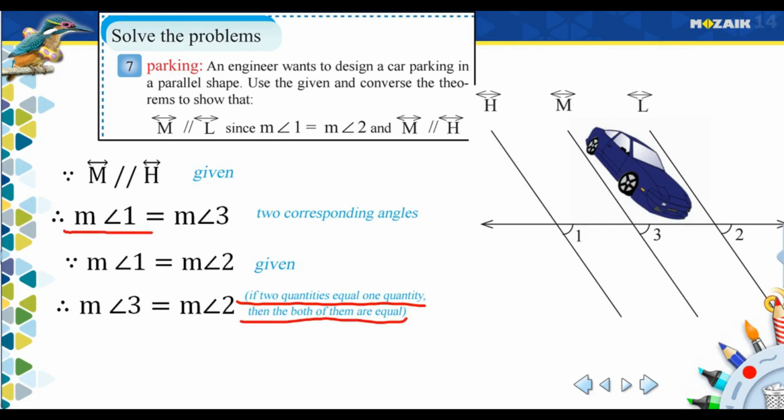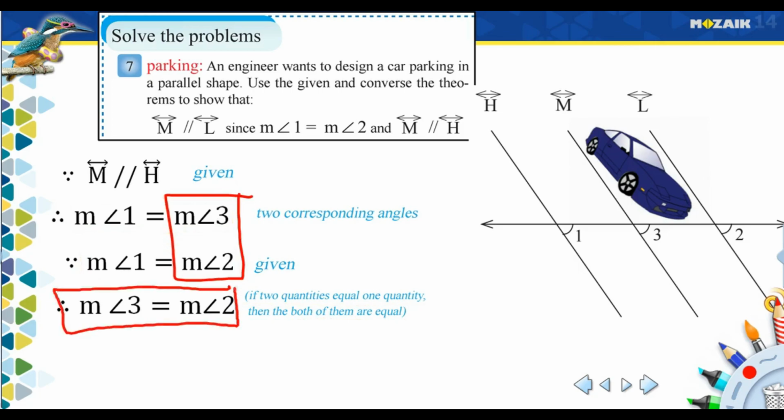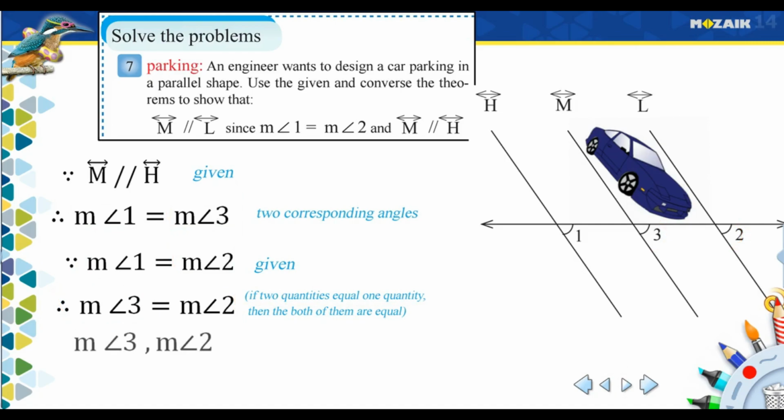Look at this: measure of angle 1 equals measure of angle 3, and measure of angle 1 equals measure of angle 2. That means measure of angle 2 equals measure of angle 3. But angle 3 and angle 1 are two corresponding angles with the same measure. That means line M is parallel to line L.